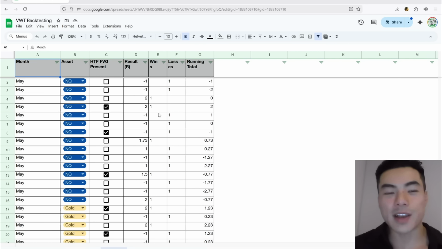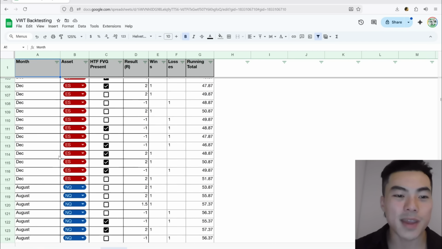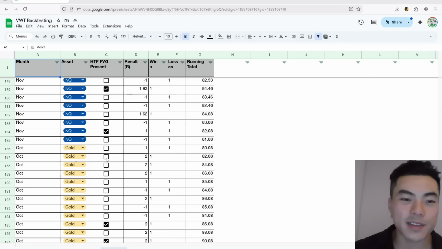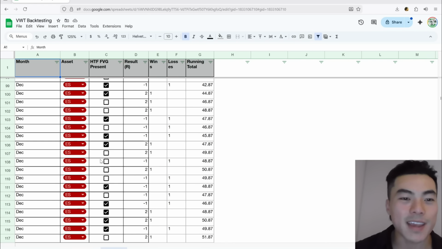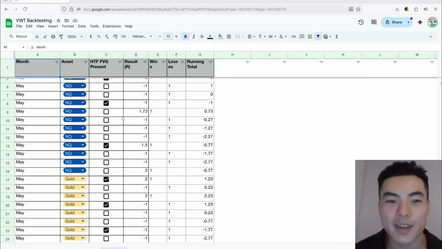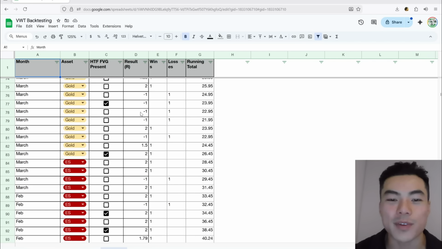So pretty much I looked at a bunch of different months, like May, April, March, December, August, July, November, October, a bunch of different assets. So gold, NQ, ES. And then what I did was I would look for my model to play out, and then I would just check if there is a high time frame fair value gap present or not. And then if there is, I'll check it off. If there isn't, I'll leave it, and then just mark down if it was a winner or a loser, how many are profit.